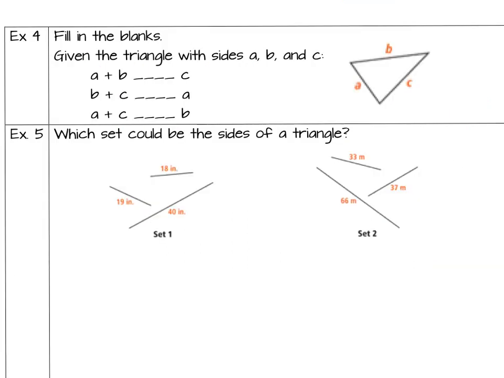Our next example is another fill in the blank, and this has to do with the triangle inequality theorem. Given the triangle with the sides A, B, and C, A plus B, the sum of those two side lengths, has to be greater than side C. But if I change it up and add B and C together, their sum has to be greater than side length A. And then the last option, if I add the two sides A and C, those two side lengths have to be greater than the other side length B. Now hopefully this will help us with the examples down below.